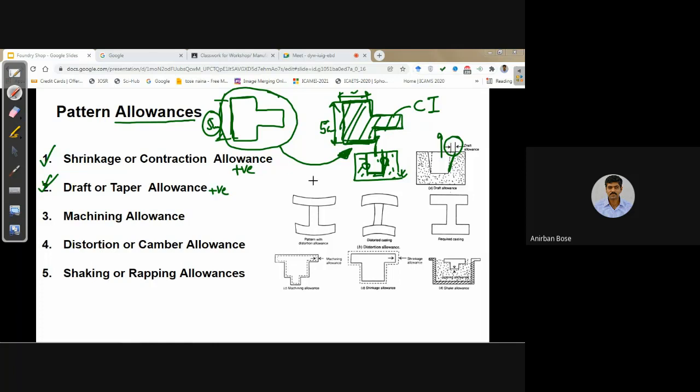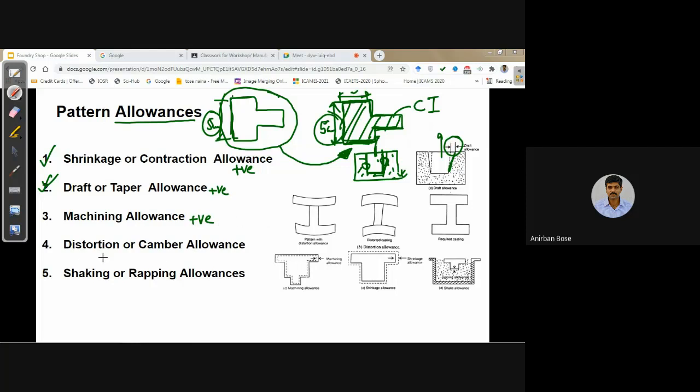For that provision, initially you have to give some extra cavity, that means extra dimensions you have to provide, so that after machining the final dimension should not be below these dimensions. So this is again a positive allowance that you have to give.